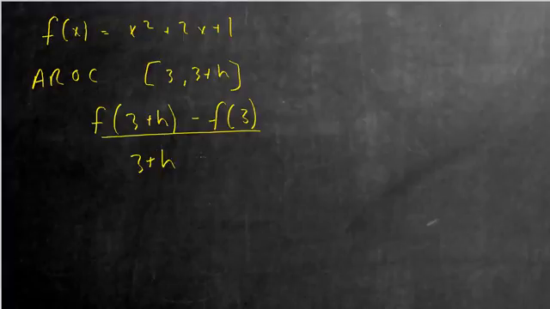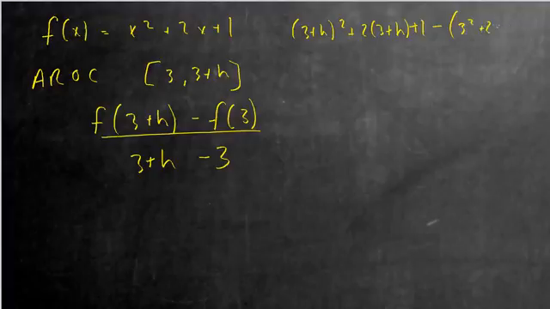3 plus h minus 3, or y minus y over x minus x. And let's put them in. If I put in 3 plus h wherever x is, 3 plus h squared, 2 times 3 plus h plus 1, minus, if I put in 3 squared plus 2 times 3 plus 1 over, I can simplify this right away to just h, but let's not lose that denominator.